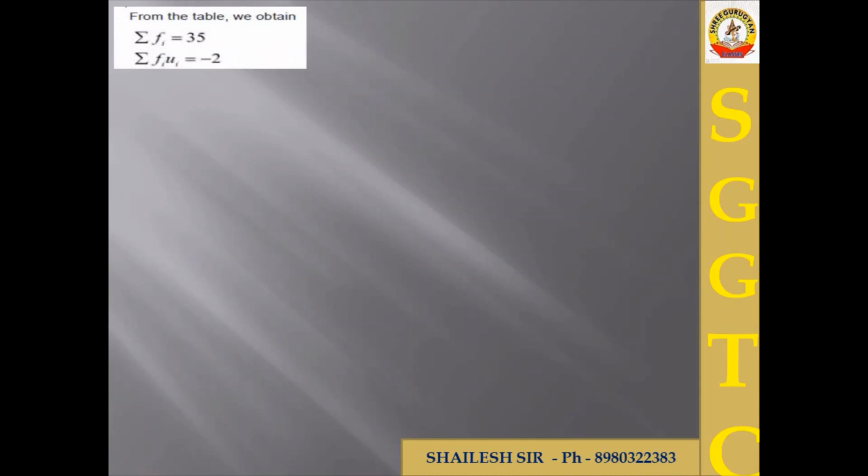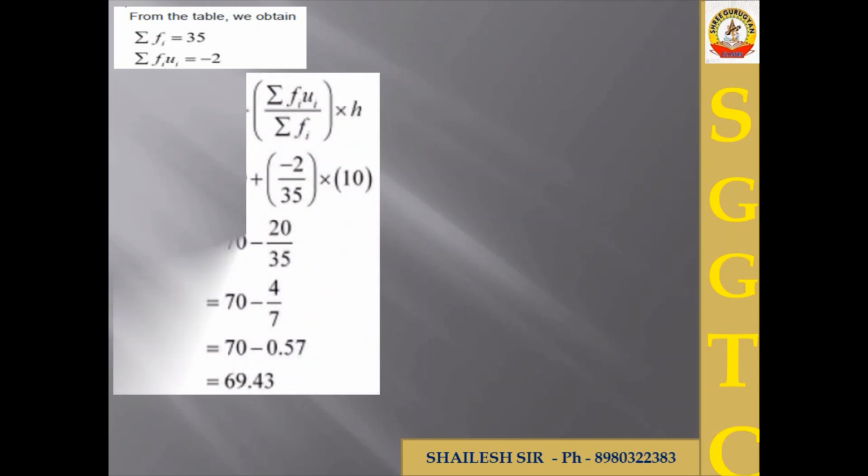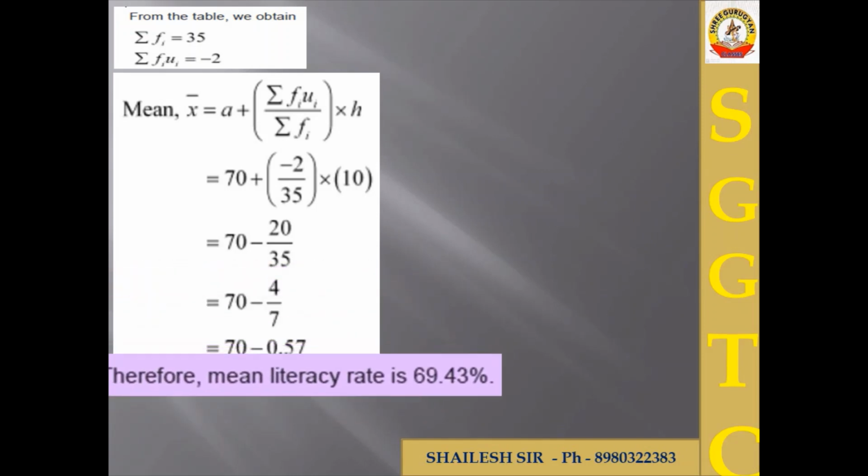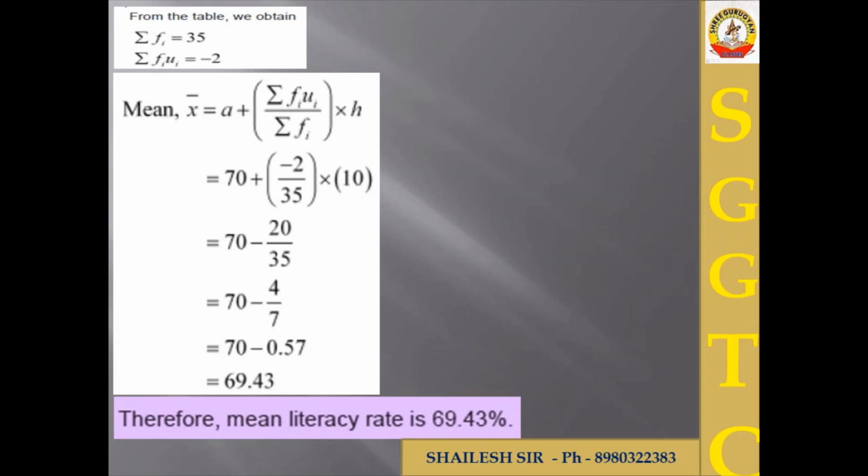So, from the given above table, sigma fi is 35 and sigma fi ui is minus 2, and apply my standard formula: x bar equal to a plus sigma fi ui by sigma fi into h. Yes, happily putting all values and calculate: 20 divided by 35, 4 by 7, and it is 0.57. So your answer is 69.43. That's your final answer. So the mean literacy rate is 69.43% in all these cities. Okay, yes, done here, students.